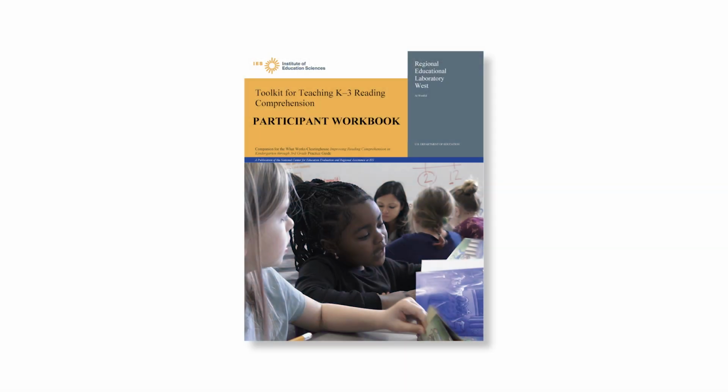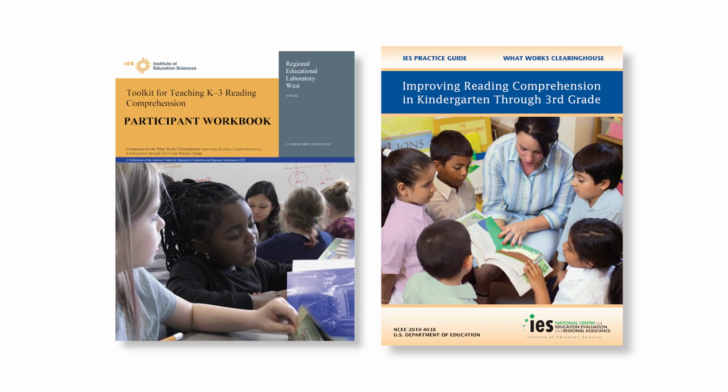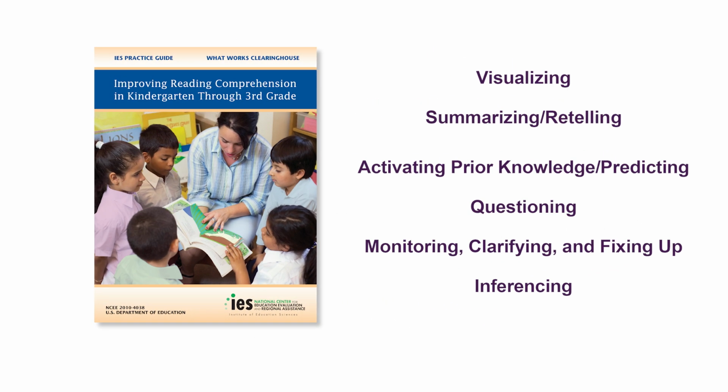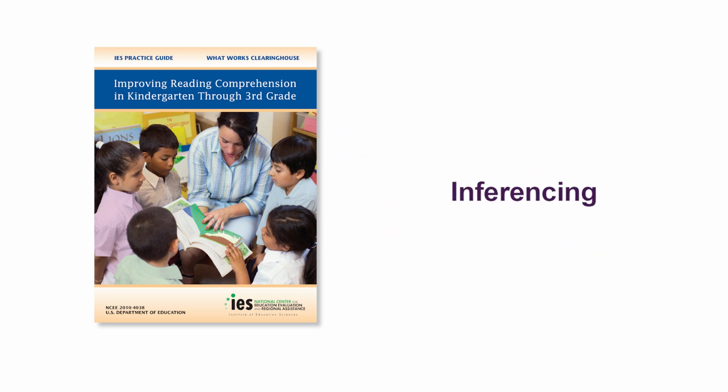This video is part of a professional learning toolkit, which is based on the What Works Clearinghouse Practice Guide, Improving Reading Comprehension in Kindergarten through 3rd Grade. You will learn about one of the 6 evidence-based comprehension strategies shown to impact reading comprehension as defined in the practice guide. This video highlights the comprehension strategy, inferencing.